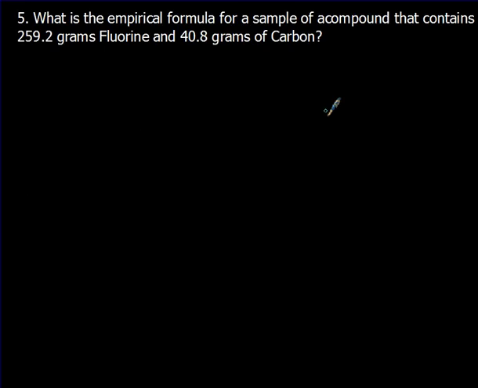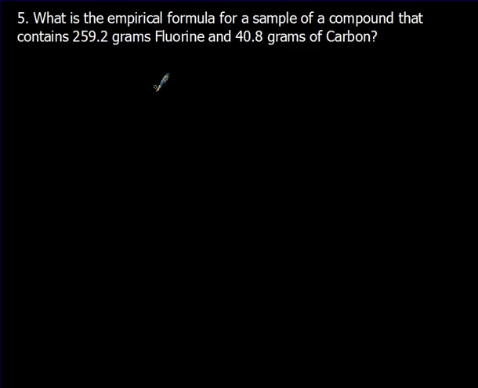Okay, next problem. What is the empirical formula for a sample of a compound that contains 259.2 grams of fluorine and 40.8 grams of carbon? Usually when you're finding empirical formulas, you're given some type of percentages. But all you do with those percentages is turn them into grams anyway. So in this case, they just gave us grams. Once you have your grams, you just want to convert to moles. Oftentimes, in chemistry problems, that's what you want to do anyway. If you're given grams, you've got to convert to moles. So let's just do that.